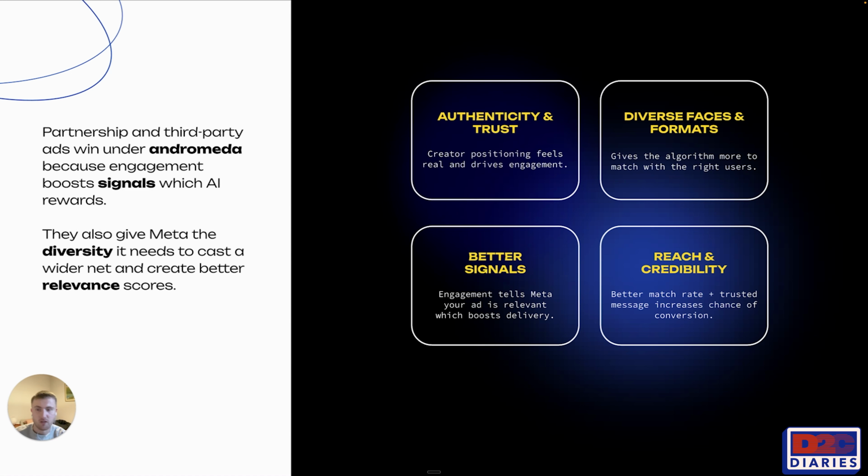So the reason partnership and third-party ads win under Andromeda and within the context that I've just run through is because of the engagement and signal engineering that it provides to the algorithm. So we focus a lot on this idea of signals and relevancy. So how are we creating signals for Meta to get an understanding of how relevant an ad is to an audience and further boost delivery to people who are interested in that piece of content and likely to convert?